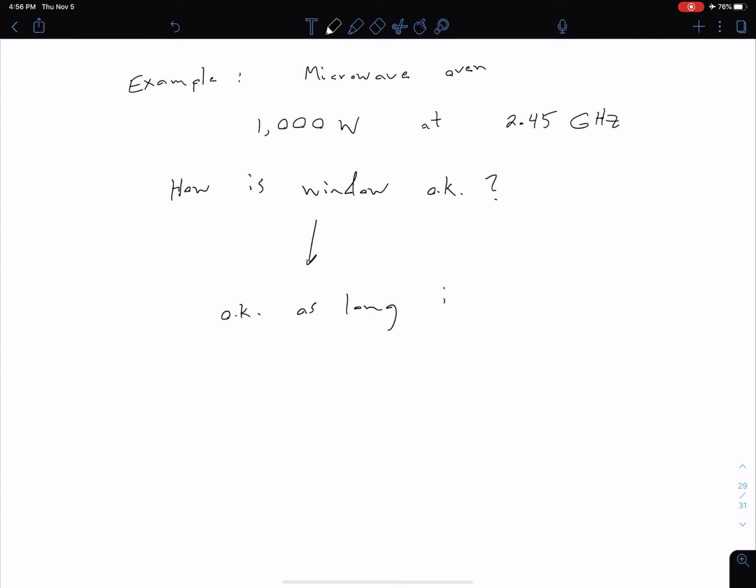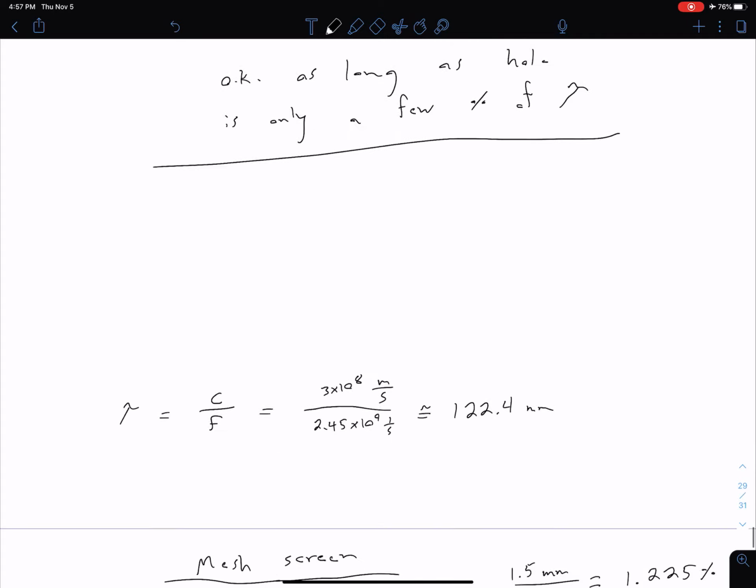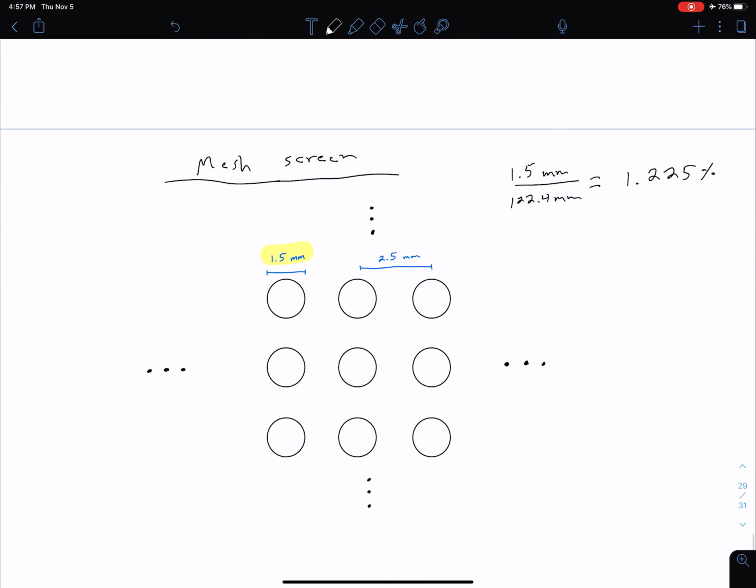And so let's say as long as our hole is only a few percent of our wavelength, we are going to, of course, have some energy leaving through these holes, but it's just small enough that it's not going to make a difference.